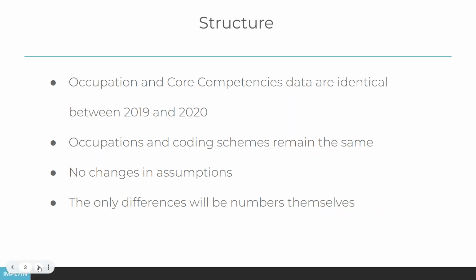There are also no changes in the assumptions used to produce the occupation data. That same occupation data details article contains a brief overview of the production methodology used by IMPLAN to generate this data, including any assumptions used. That means that the major differences between 2019 and 2020 data sets are really going to come down to the numbers themselves. That is, how occupation data is distributed from existing IMPLAN data.